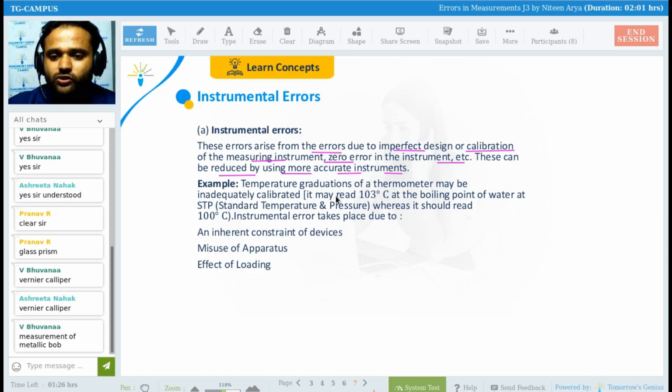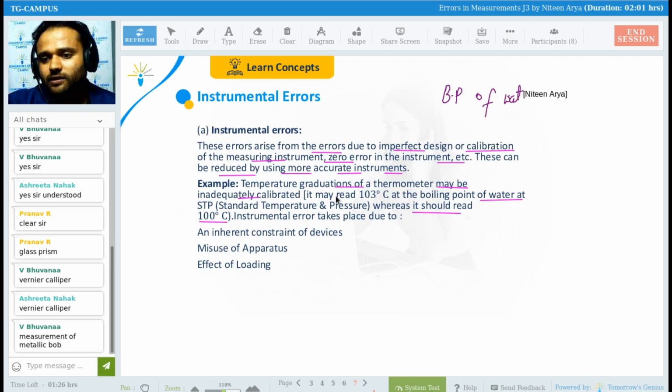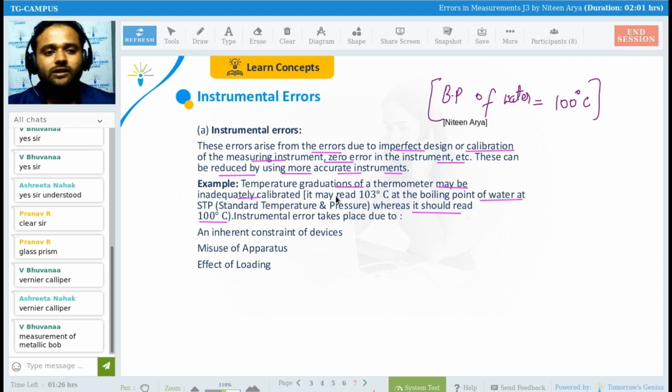Example: the temperature graduation of a thermometer may be inadequately calibrated. It may read 103 degrees Celsius at the boiling point of water at STP. STP stands for standard temperature and pressure. Whereas it should read 100 degrees Celsius, because we know the boiling point of water. We have known this since quite long, but if you don't know, I am telling you right now: 100 degrees Celsius. So the thermometer records 103, but it is not accurate.